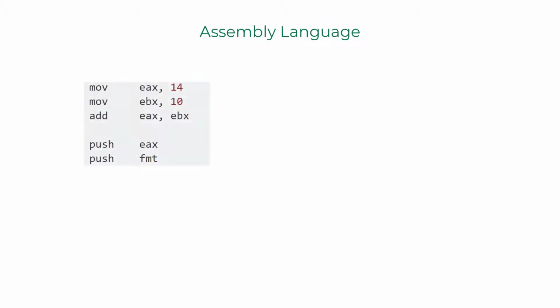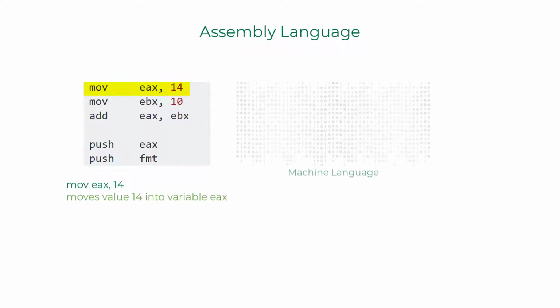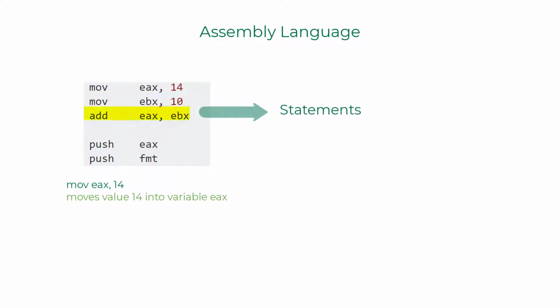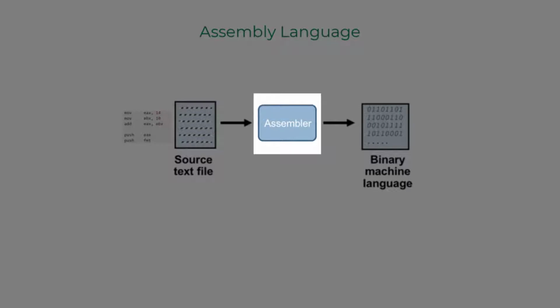Hence, computer scientists in early days created what's called an assembly language, where the code was readable and made more sense than staring at a string of zeros and ones. These individual instructions that you use to write a program are called statements. To translate a program written in assembly language to machine language, a special program called an assembler is used.